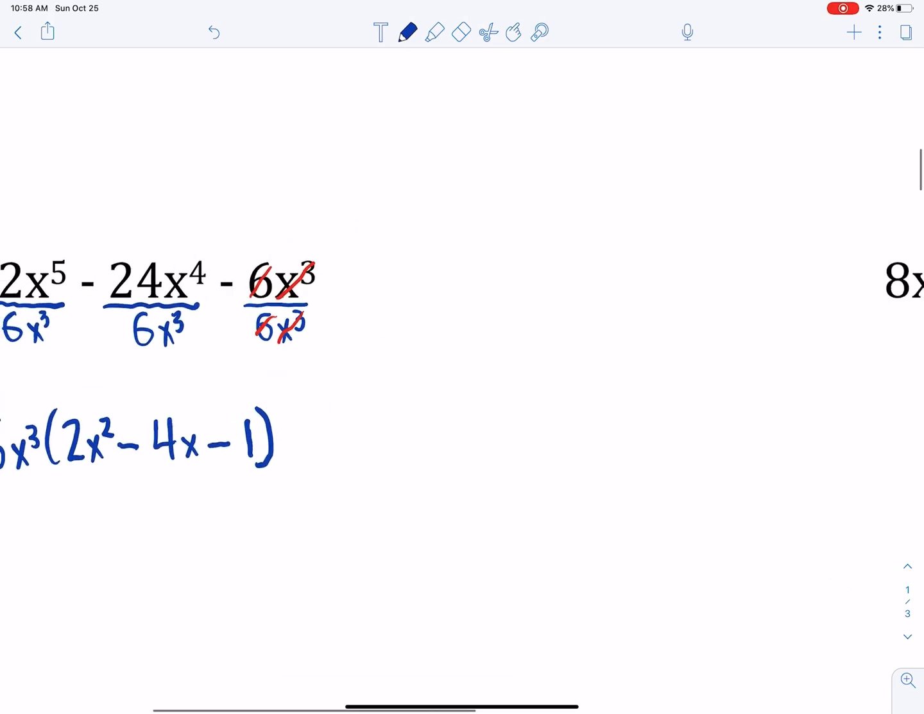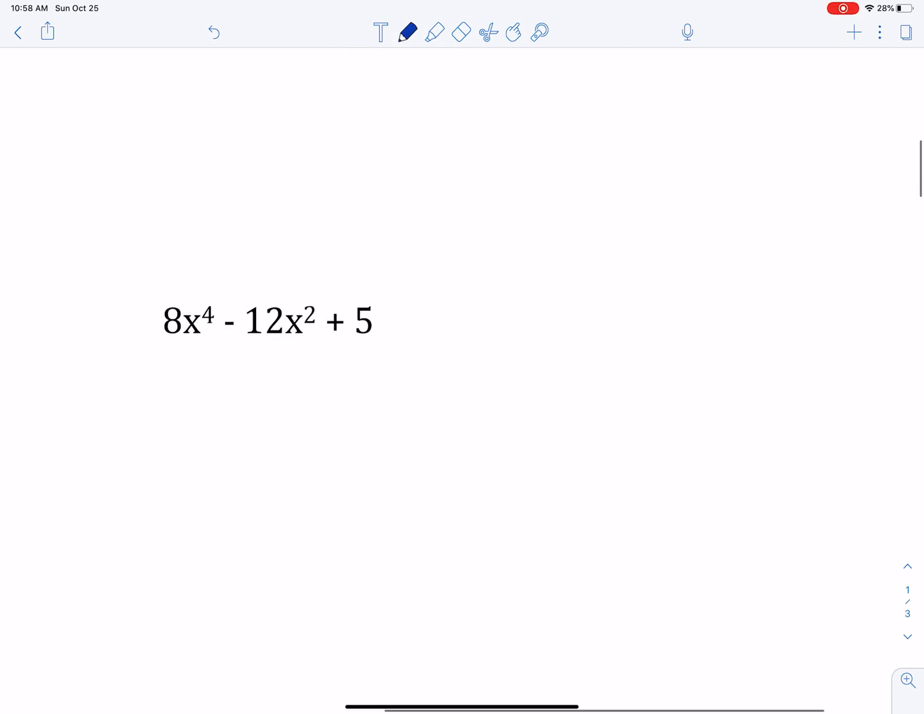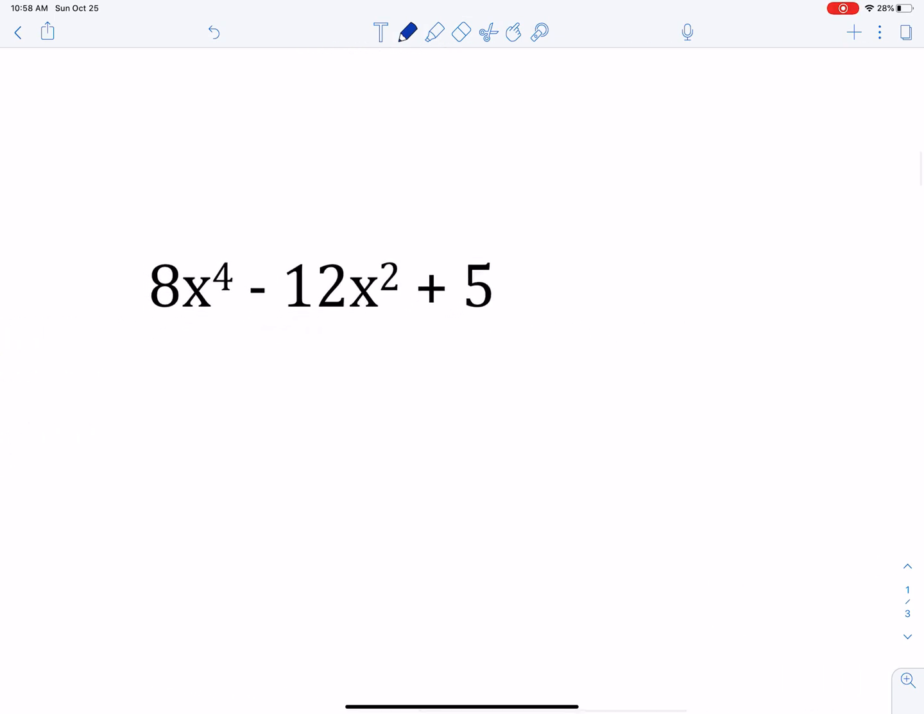Let's take a look at another one here. Here we have 8x to the fourth minus 12x squared plus 5. So looking at our numbers, we've got 8, 12, and 5. There's nothing that all three of those are divisible by, though. So there's not a number we can factor out.